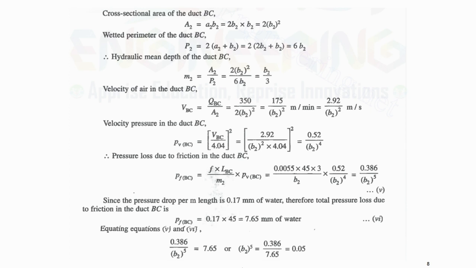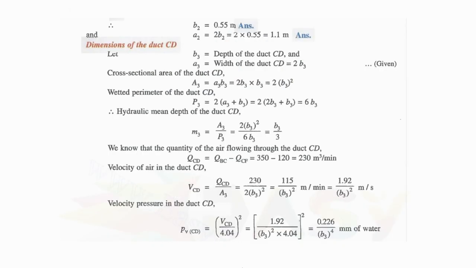Now, finally, since the pressure drop is 0.17, we just multiply by length, so we get pressure loss in section BC, which is 7.65. Now, after putting the values, we will get the value of B, which is 0.05. B square is 0.005. Now taking B as 0.55 meter, and A2 is double of B2, which is 1.1 meter. So we got the dimension of the section BC.